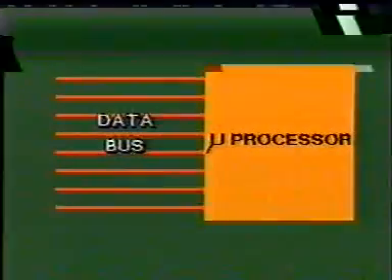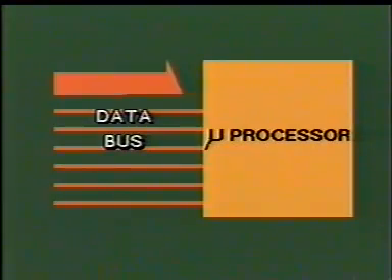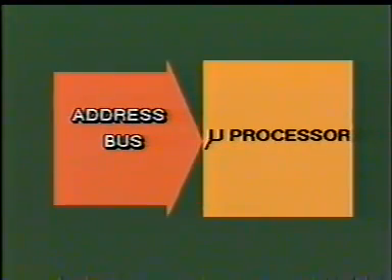A set of lines is known as a bus. If the bus is meant for flow of instructions or data, it is known as data bus. And if the purpose is to send address of the memory on the lines, it is known as address bus.